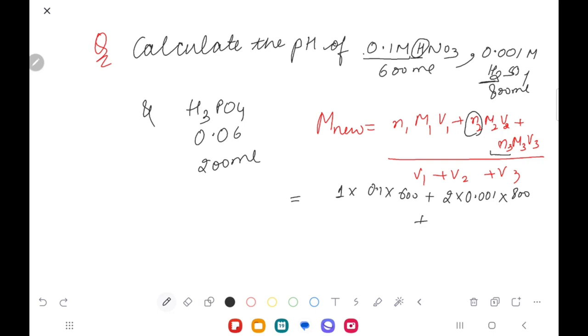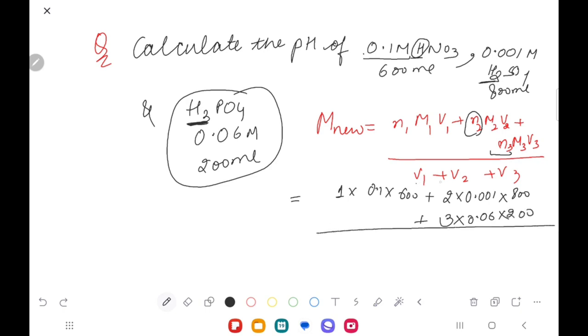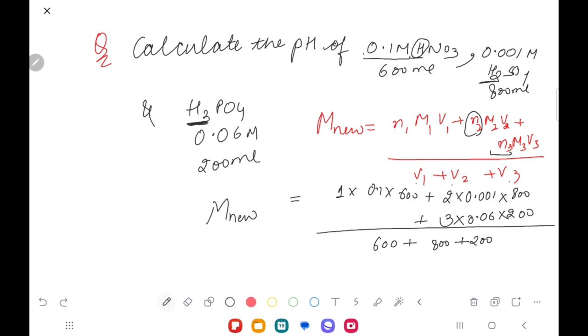Yes. Plus, what is N3? N3 is H3PO4 and we have 3 H plus it is going to give me. So 3 into molarity is 0.06 and volume is 200, over V1 plus V2 plus V3. So V1 is 600 plus V2 is 800 plus V3 is 200. And solving this will give me the new concentration. Are you understanding? So this formula eases out so many things that we have to understand.